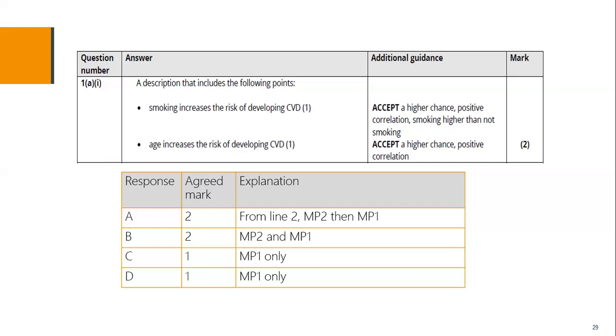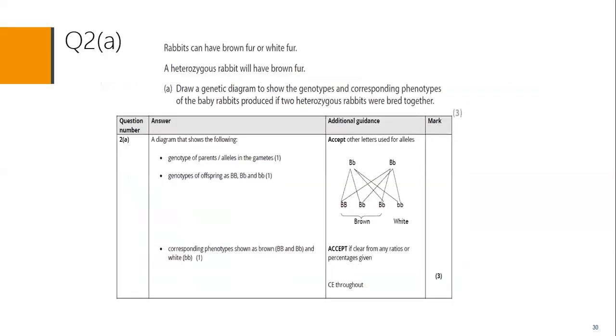Now, if you could look at the next question, it's a Punnett square, a genetic diagram. Rabbits can have brown fur or white fur. A heterozygous rabbit will have brown fur. So that tells you the brown is dominant. It's a straightforward genetic diagram to show genotypes and phenotypes of the baby rabbits produced if 2 heterozygous rabbits were bred together. It says draw a genetic diagram.